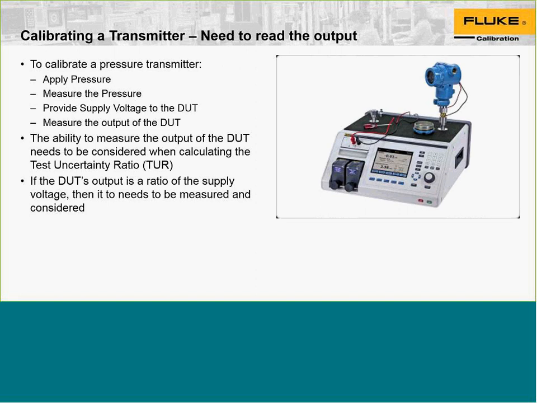Devices like the 71A or handheld devices like the Fluke 718 that provide both pressure measurement and electrical measurement can be very useful in calibrating pressure transmitters, as you have the ability in one device to measure both what's being supplied to the transmitter as well as what's being outputted from the transmitter.